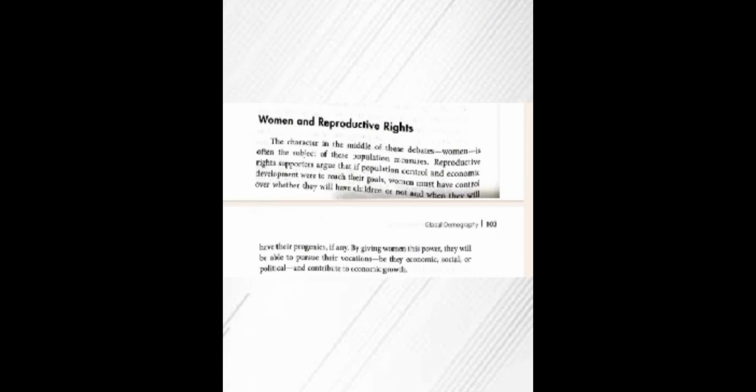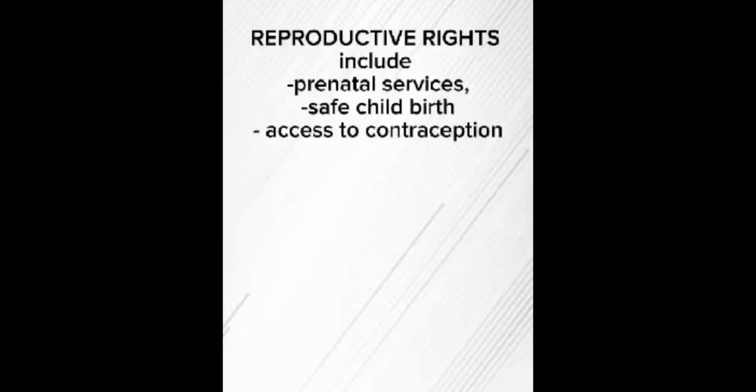So, when we say reproductive rights, they are about the legal right to contraception, abortion, fertility treatment, reproductive health, and access to information about one's reproductive body. Reproductive rights secure people's freedom to decide about their body's capacity to reproduce or not. These rights are centered on women's ability to make the best choices for their lives, including the number of children they have, if any, and the spacing between their children's births. Reproductive rights include prenatal services, safe childbirth, and access to contraception.